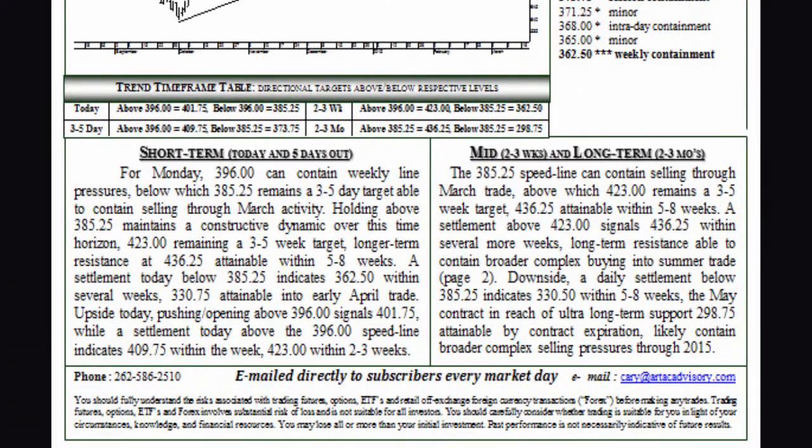Moving down the page, you'll find the commentary section, which I divide into 2 separate time horizons, today and the week ahead, and the next several weeks out to the next several months. My commentary, whether describing the futures or ETF markets, can be described as cut to the chase. While dry and technical, it provides all the information necessary for conveying a directional bias over the 4 time horizons listed in the Trend Timeframe Table.